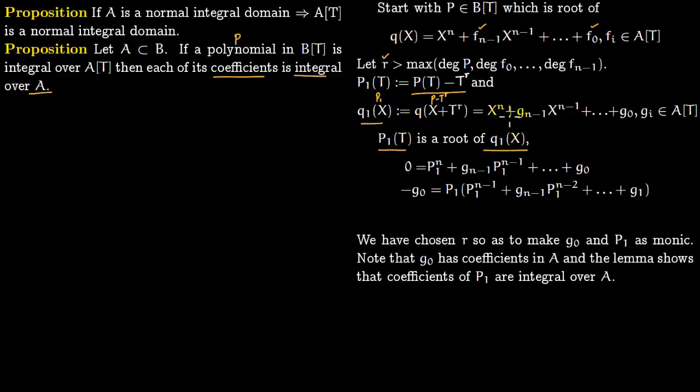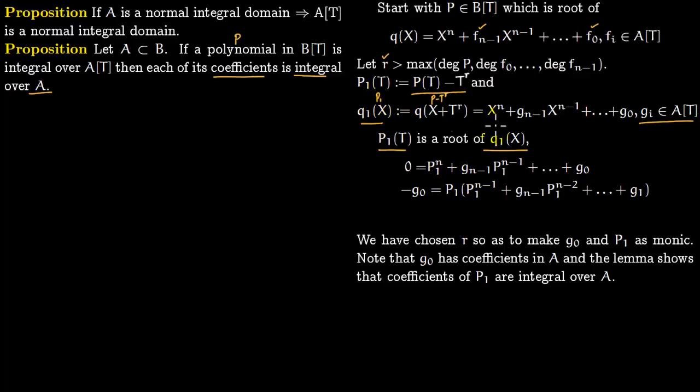Now this, if you expand, we can again write it in this form, x^n plus g(n-1) x^(n-1) all the way to g0, where gi is again in A[t], because we are just adding t^R essentially, replacing every x with x plus t^R. So these will multiply out with some t^R here, and you will again get these gi's in A[t]. Now there is a reason why we are choosing R as greater than the maximum degree.